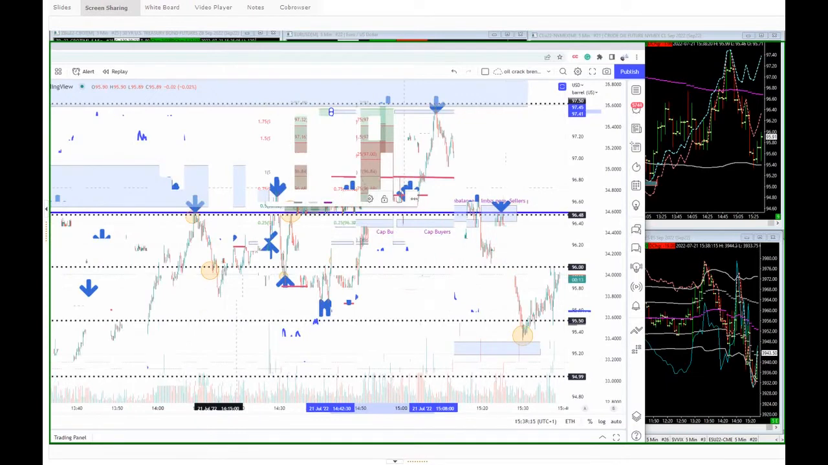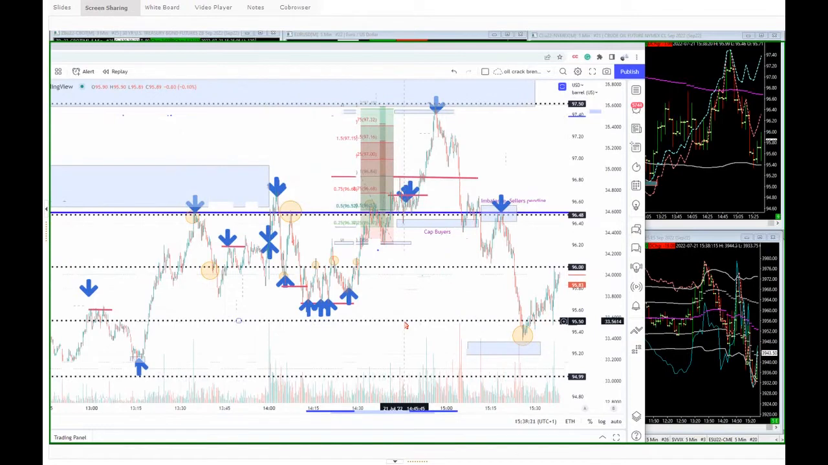It's not one trade, is it? There's a lot of trades in there. What did we miss as a trade? The only thing we missed today as a trade was this leg higher here. That was the only thing we missed.